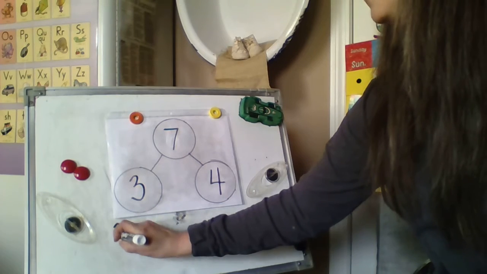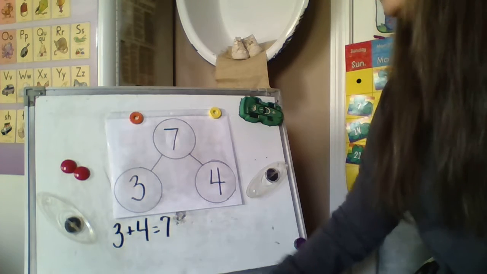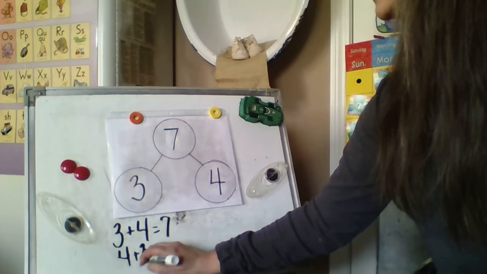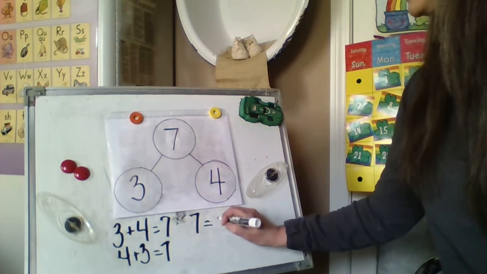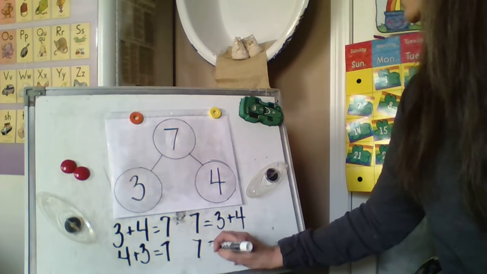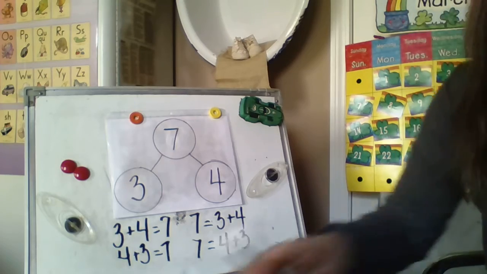If we add them, 3 plus 4 equals 7. Or we could do it the other way. 4 plus 3 equals 7. Or 7 equals 3 plus 4. Or 7 equals 4 plus 3. Look at that. See? And that's what we're going to have you do today in your workbook.